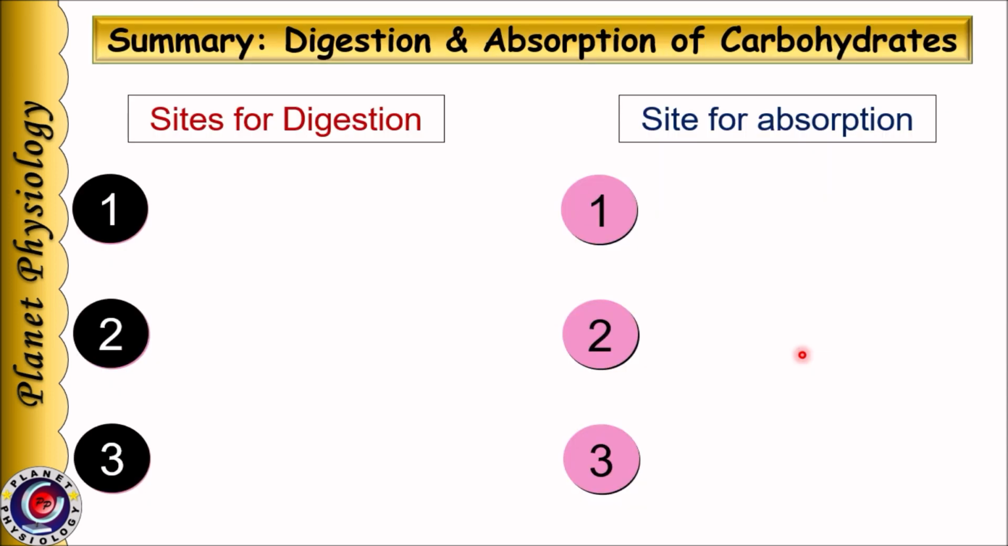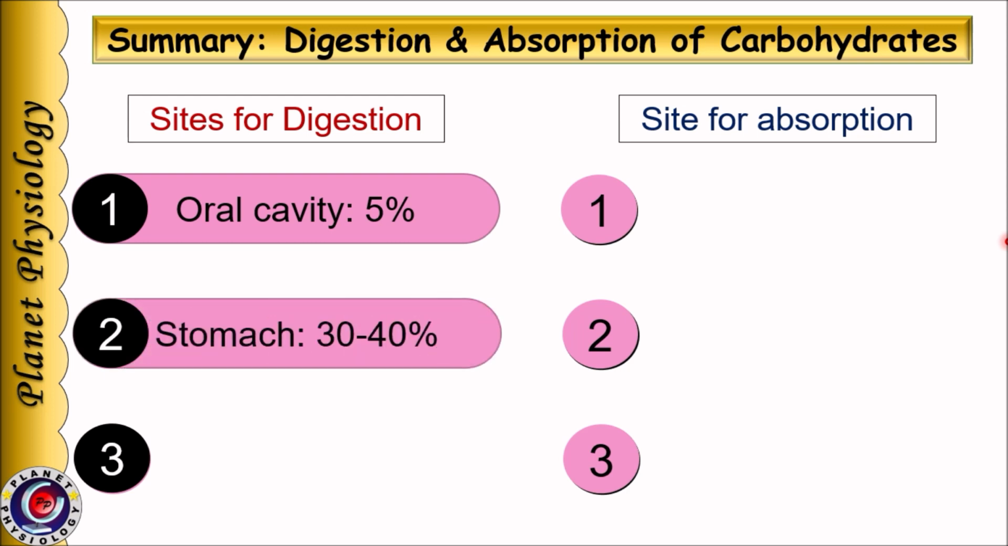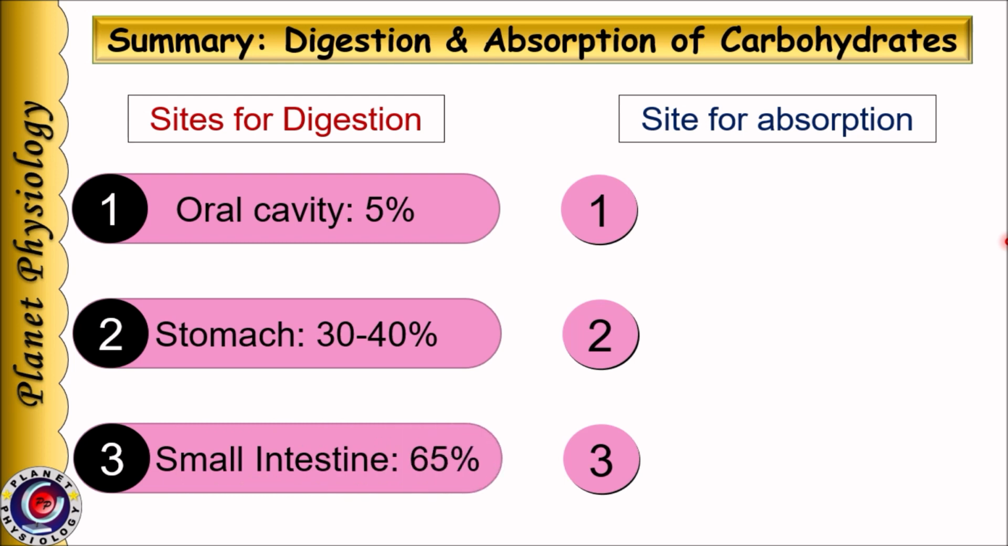Let us quickly summarize the digestion and absorption process of carbohydrates. Carbohydrate digestion begins in the oral cavity. Salivary amylase begins digestion of starch and it contributes to 5% of total starch digestion. Its action continues in stomach for about 1 hour and causes 30 to 40% of the total starch digestion. Remaining starch digestion is completed in small intestine with the help of pancreatic amylase. Final digestion is done by specific brush border enzymes.